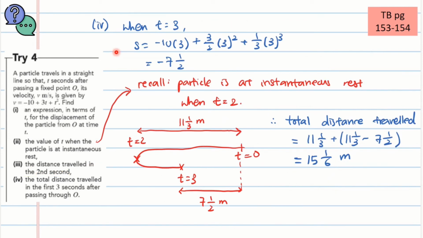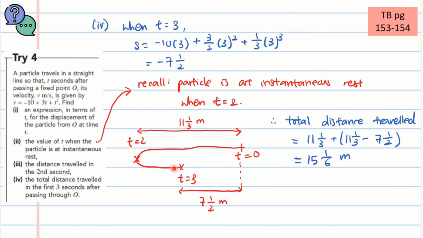And now we look at the last part, part 4, where we want to find the total distance traveled in the first 3 seconds after passing through O. So recall that in part 2, we mentioned that the particle actually comes to instantaneous rest when t equals 2. So there is this turn that's going to be made at t equals 2. Then we arrive at t equals 3. The distance traveled that we want to find is actually this one that I'm pointing with my laser over here.